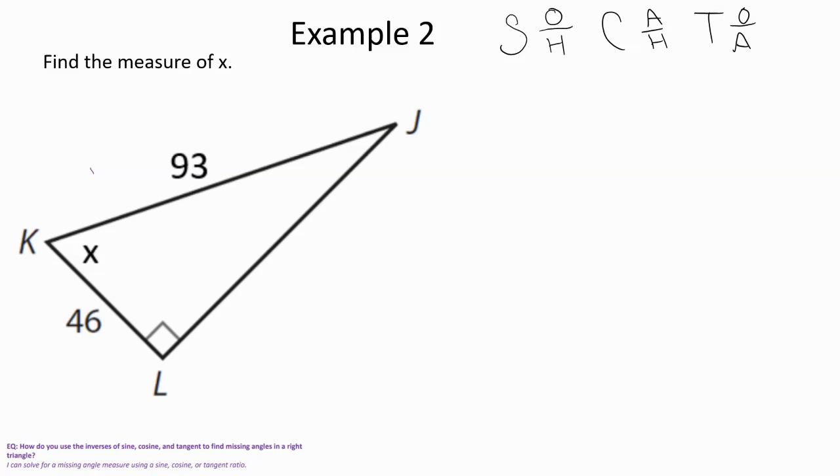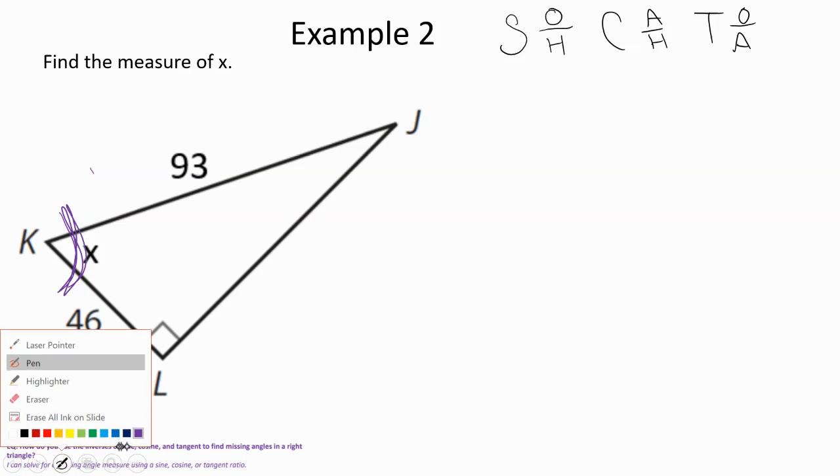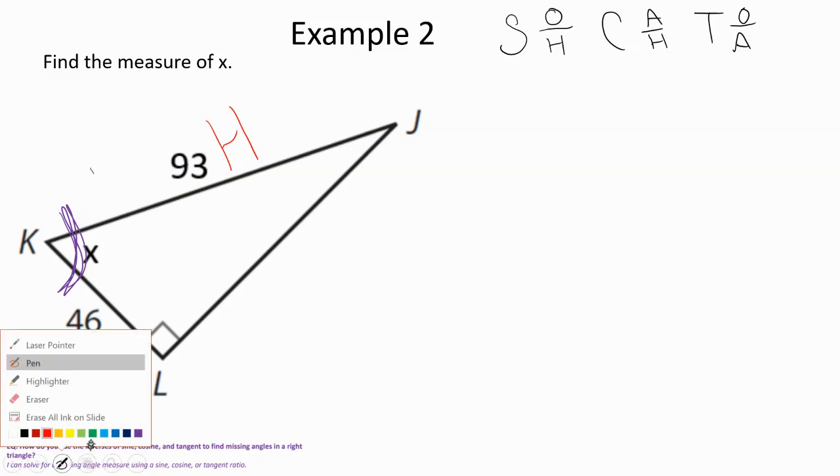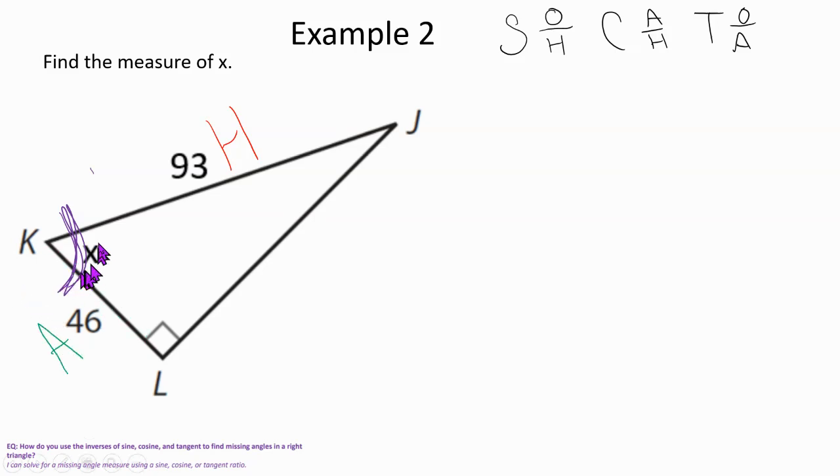All right. So once again, we are trying to find how many degrees is angle K. That is our goal. That's what we need to find. So just like before, we need to label our sides. I know right off the bat that this one is our hypotenuse because it's opposite that right angle, as well as it's the longest side of the triangle. And then this one right here, the 46, we know is adjacent, because remember, adjacent means next to the angle, where the opposite does not touch that angle.